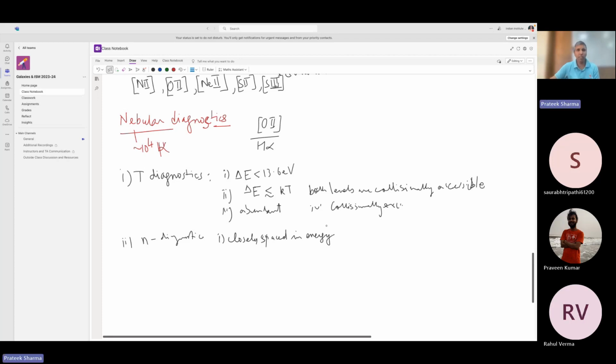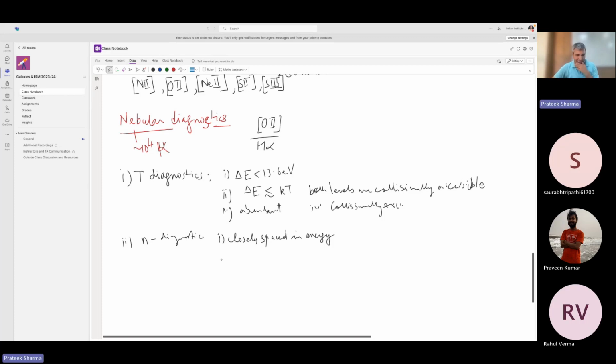What you want to do is, at low density, the line ratio should have some value, and at high density, the line ratio has some other value. If the density is high, the line strength gets decreased. You don't have radiative de-excitation, but collisional de-excitation that reduces the line strength.